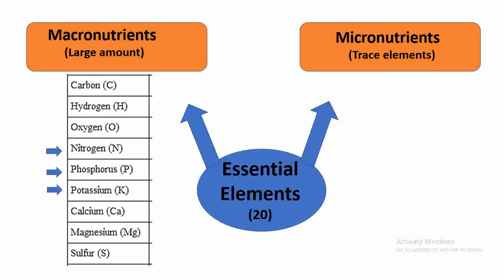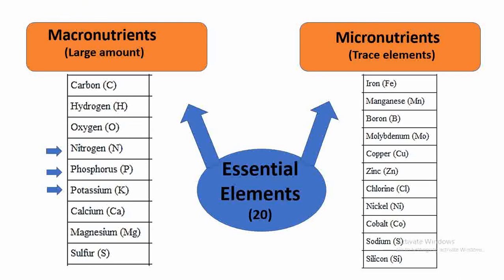So macro elements are carbon, hydrogen, oxygen, nitrogen, phosphorus, potassium, calcium, magnesium, sulfur. These are all the macronutrients they require in large quantity for the growth and development of the plant. And then micronutrients: iron, manganese, boron, molybdenum, copper, zinc, chlorine, nickel, cobalt, sodium, silicon. These are all the micronutrients, also called trace elements. They are required in small quantity for the growth and development of the plant.